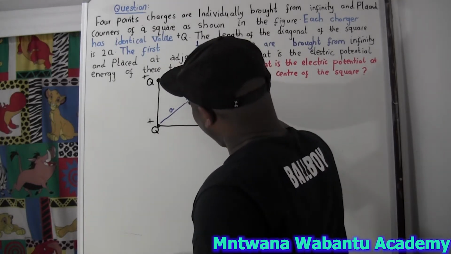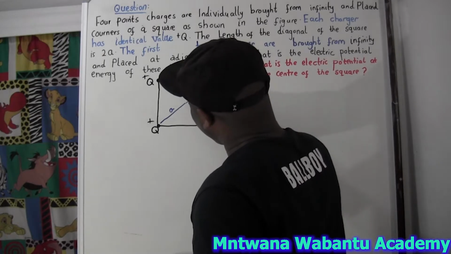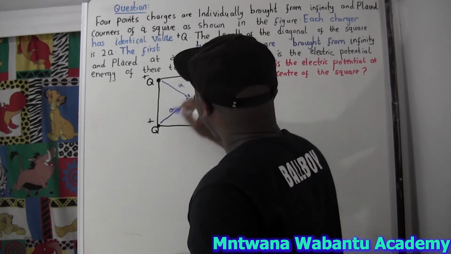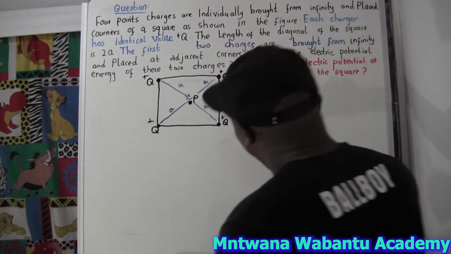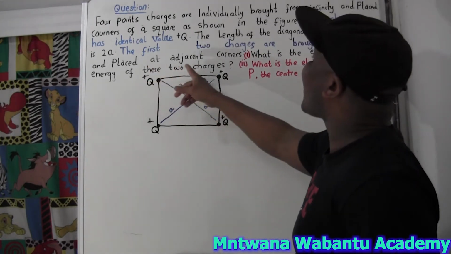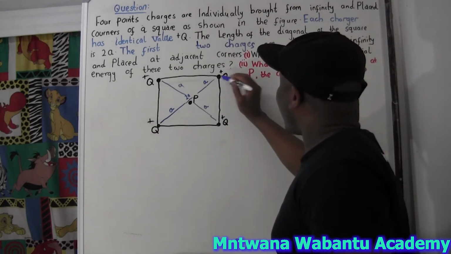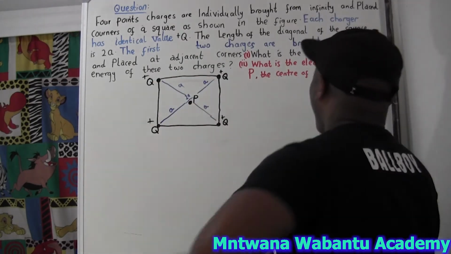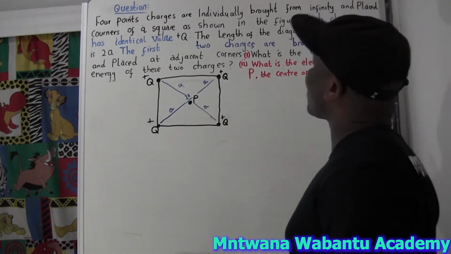This is going to be a, same here. So this is going to be a, and this is going to be a. From here to here, a. The whole diagonal is 2a, and this diagonal is 2a. And then, let's say we place a charge at the adjacent corner, like this corner here. So they ask, what is the electric potential?